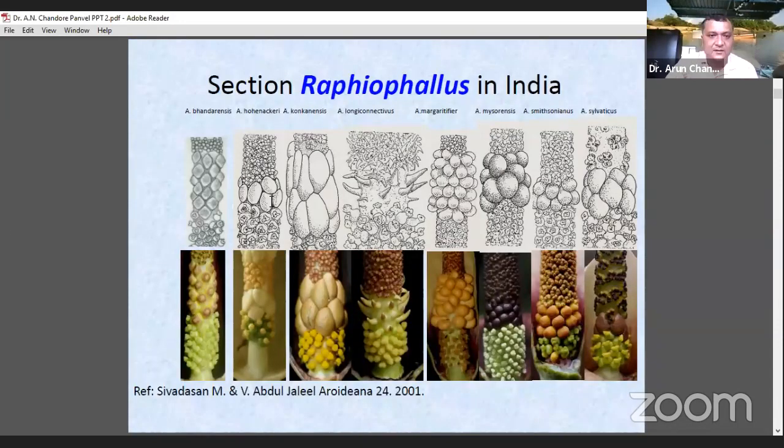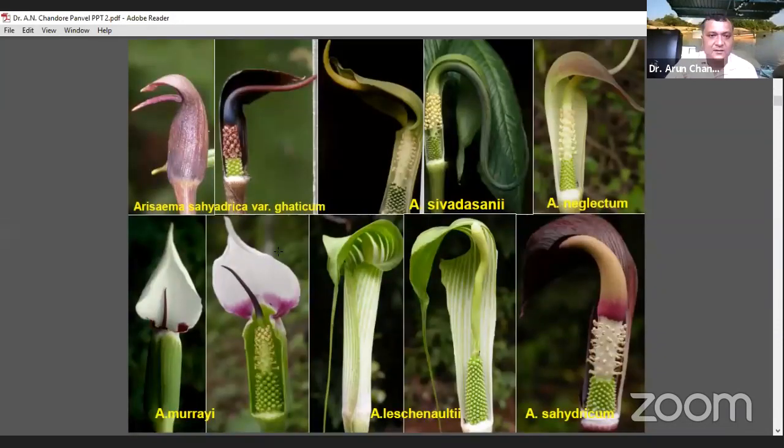Then this is Sapkanda, as we call it in Marathi, Arisaema, which looks like a snake, a cobra. That's why it's called Sapkanda. And here this is Pandanus, Kevda, as we call it in Marathi.